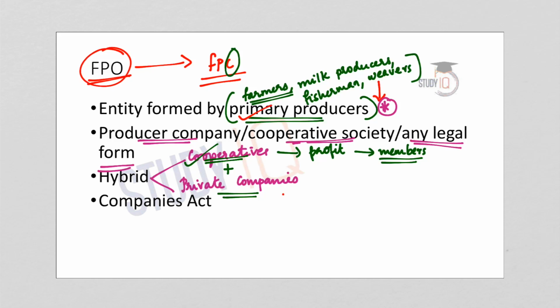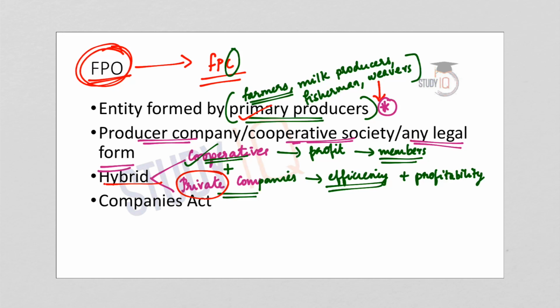Now coming to private companies. The biggest advantage of a private company is that it has more efficiency, effectiveness and profitability compared to a public sector undertaking. Even compared to a cooperative, the efficiency would be higher in a private company. So we can say that FPOs are a hybrid of cooperative societies and private companies. This means that it works on the policy of sharing the profit among its members and also works on the principle of increasing efficiency and profitability.